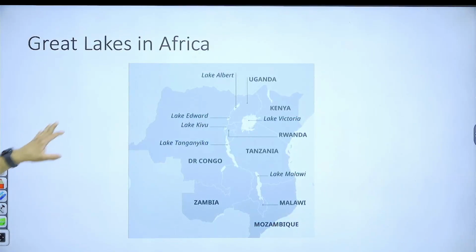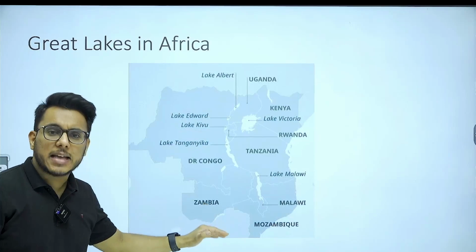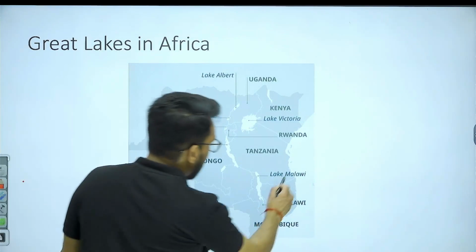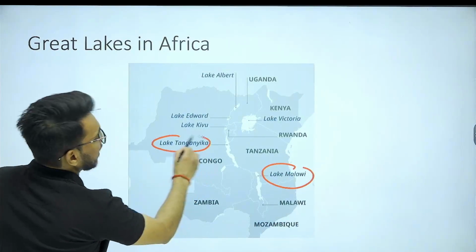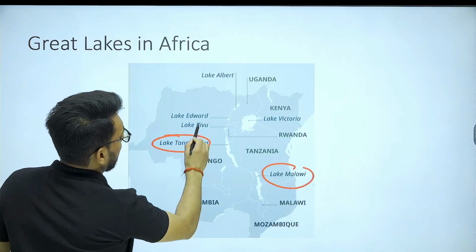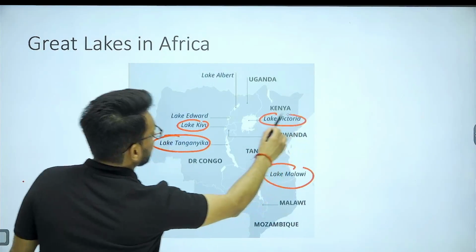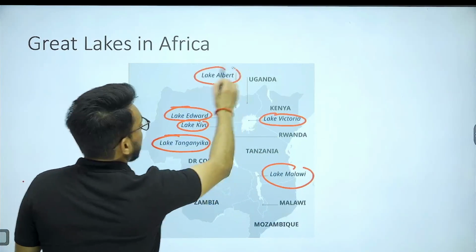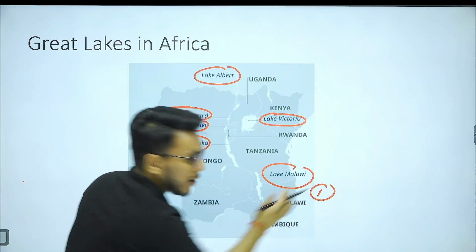So basically, here you can see the great lakes of Africa and we will arrange them from south to north. So southernmost is Lake Malawi. Then there is Lake Tanganyika. Then there is Lake Kivu. Then we have Lake Victoria. Then we have Lake Edward. And in the northernmost, we have Lake Albert. So again, let's see that. Number one, we are going from south to north.